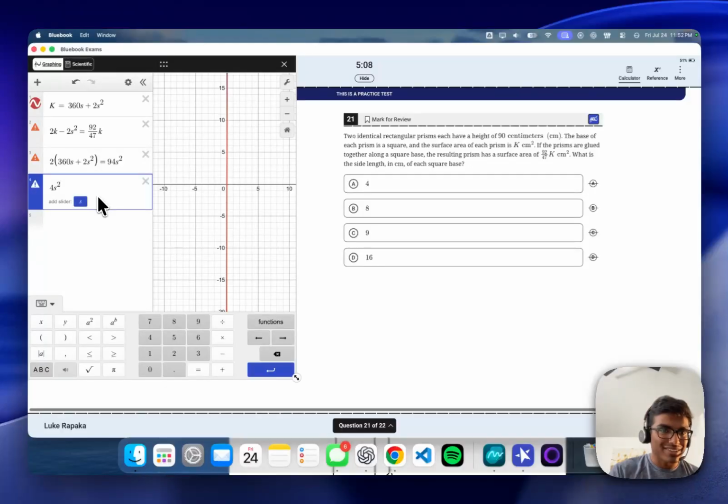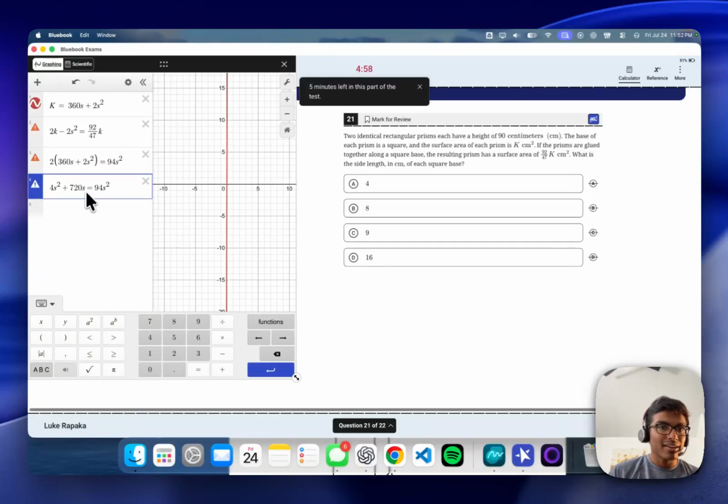Oh, okay. So yeah, just bear with me. So 4S, I'm just multiplying that: 4S squared plus 720S equal to 940S squared, right? Then if I bring this all over, I would be left with 90S squared minus 720S.